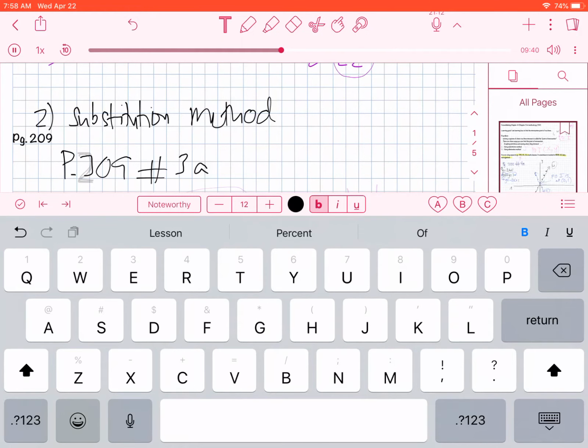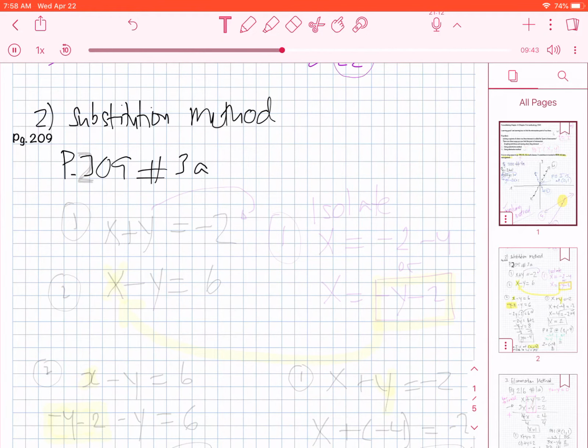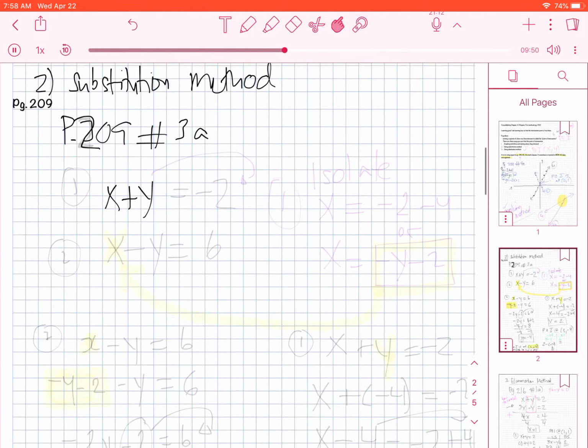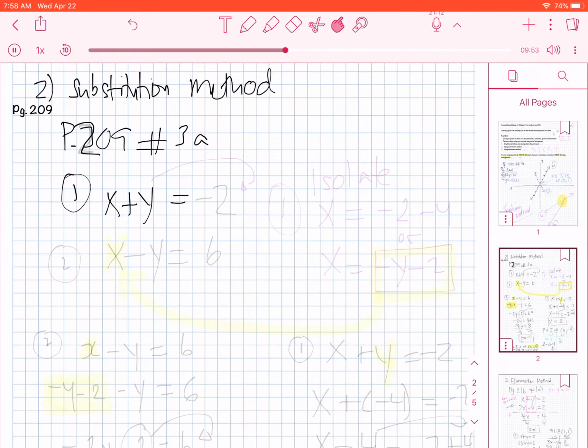Okay, so with the substitution method, basically what we have here is two equations. So x plus y, we'll call that equation 1, is equal to negative 2. And then for equation 2, we have x minus y equals 6. You'll notice the setup of them is in standard form, where x and y are on the left side, and on the right side is a constant. It's just any number that's given to us.